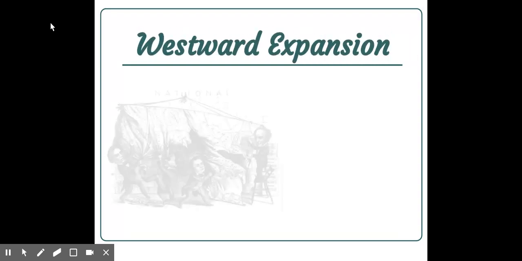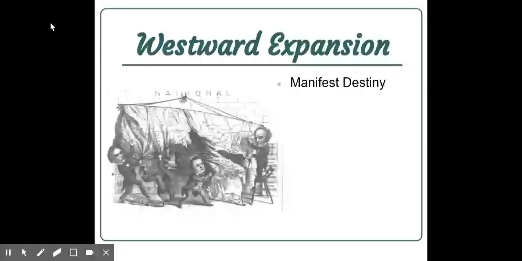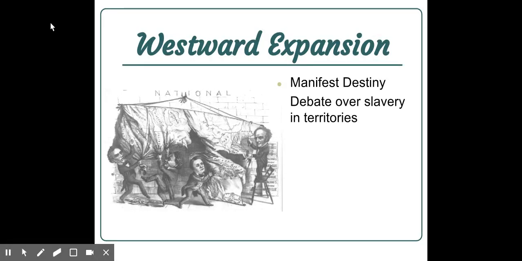With westward expansion, this is a political cartoon, basically Congress, the national government, and who is going to control which parts of the United States. Now, we have something known as manifest destiny that basically states that it's our God-given right to expand our territory from coast to coast, but there is going to be a huge debate over slavery and territories.